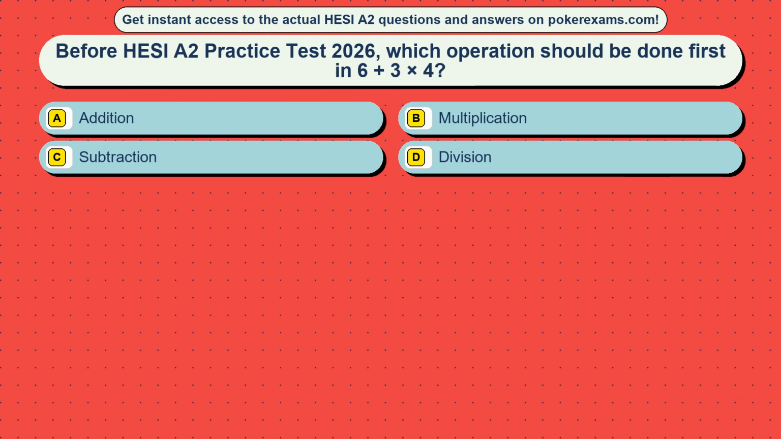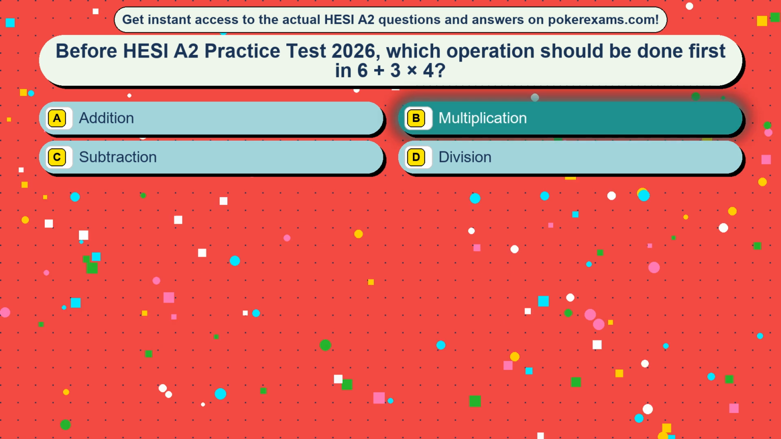Question 25. Before HESI A2 Practice Test 2026, which operation should be done first in 6 + 3 × 4? Option A, addition. Option B, multiplication. Option C, subtraction. Option D, division. The correct answer is option B, multiplication.